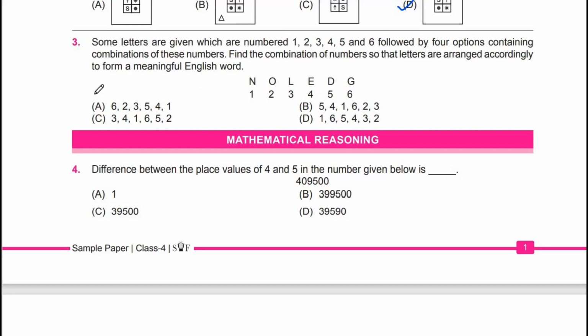So let's see the option A, which is given as 6 is the first alphabet, so it's G. 2 is the next alphabet, which is O. 3 is L. 5 is D. 4 is E. And 1 is N. Oh, we have got the word in the first option itself. The word is golden. See, we have used all the alphabets. So the answer is A. But if you want to verify the other options, you can verify it.